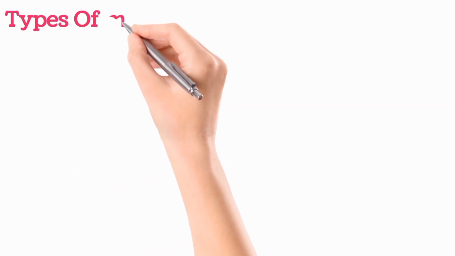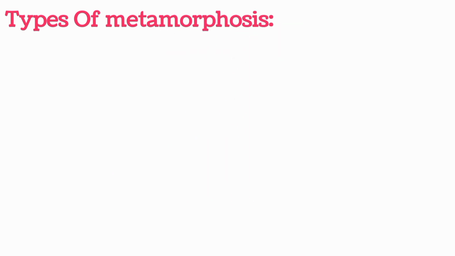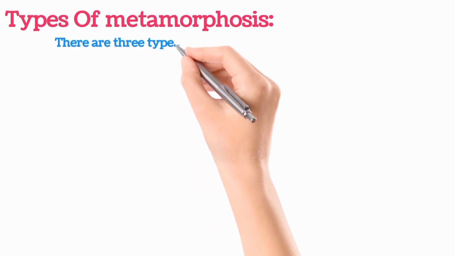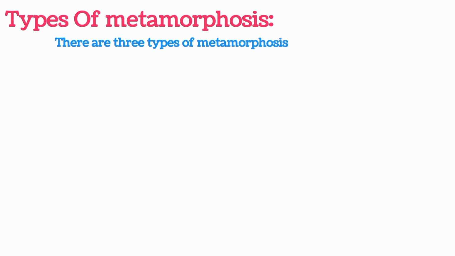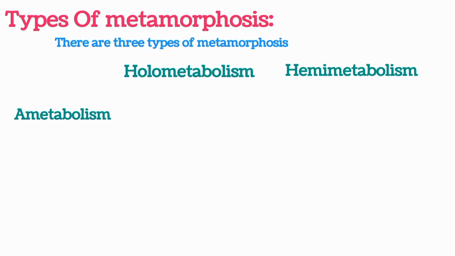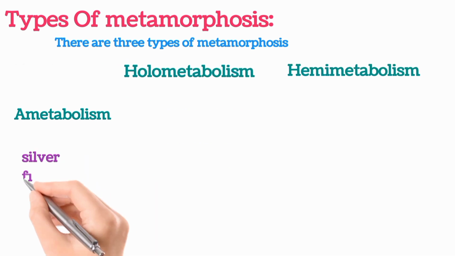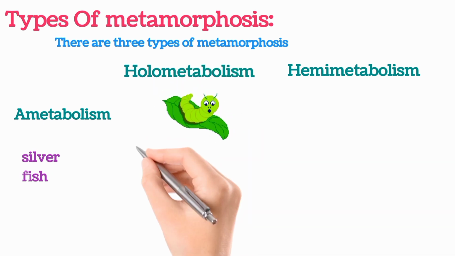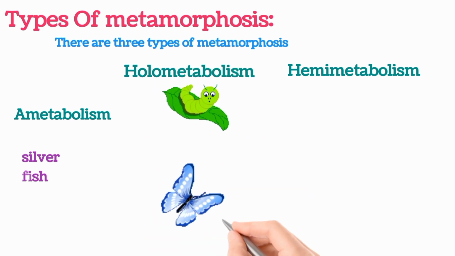Now we study the types of metamorphosis and how many ways an animal uses to convert itself from larva to adult. There are different types of metamorphosis. The very first is ametabolism. The second one is holometabolism. And the third one is hemimetabolism. You can easily examine the different types of metamorphosis in different insects.